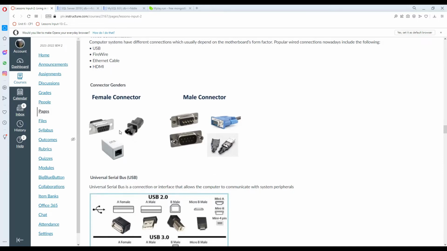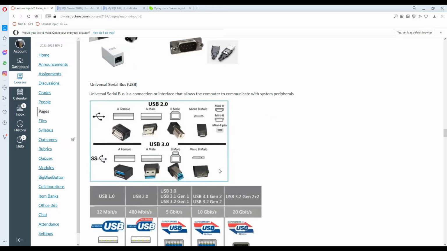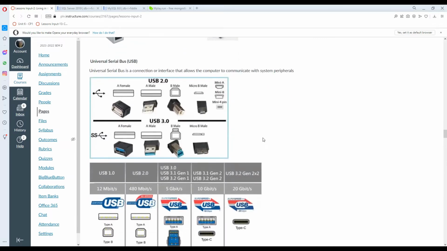So take note, the female connector has sort of like a slot or a socket to place in your male connector, whereas the male connector usually has pins or insertions that can be placed inside the female connector. The Universal Serial Bus or USB is a connection interface allowing the computer to communicate with system peripherals.